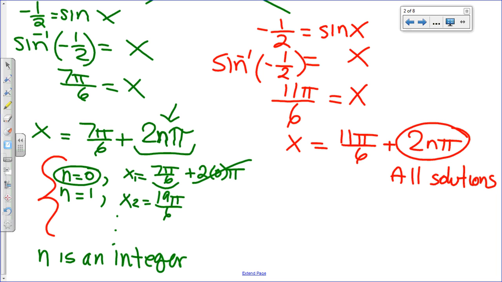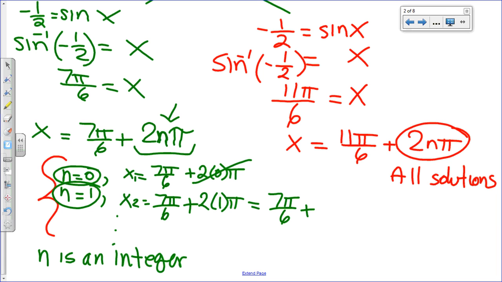But if n is equal to 1, what we're saying is, let me erase this. It will be 7 pi over 6 plus 2 times 1 pi. So what I did was 7 pi over 6 plus 2 pi, which turned into 12 pi over 6. And so that will give me the 19 pi over 6 that I have.